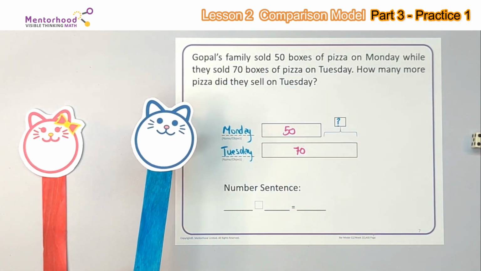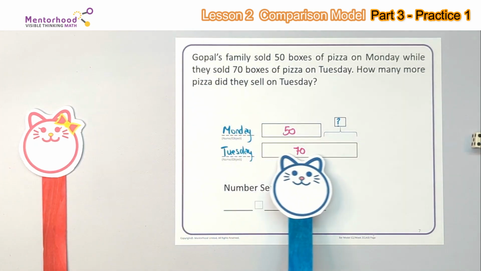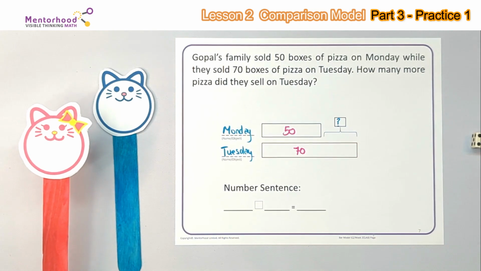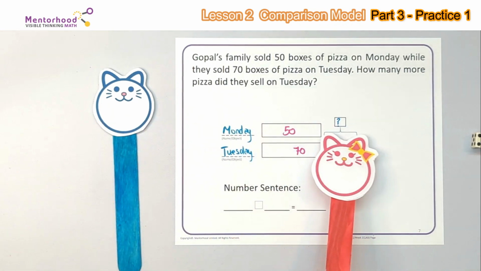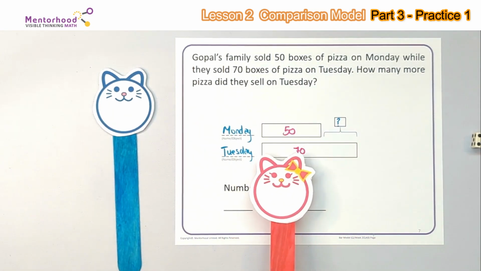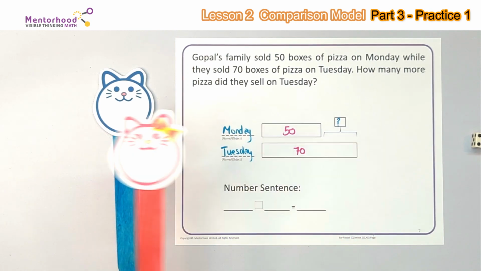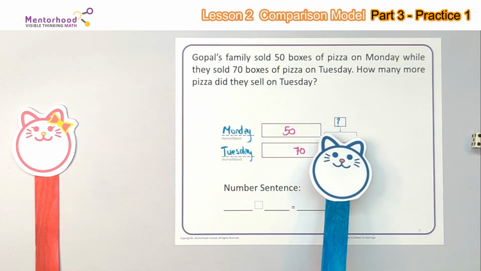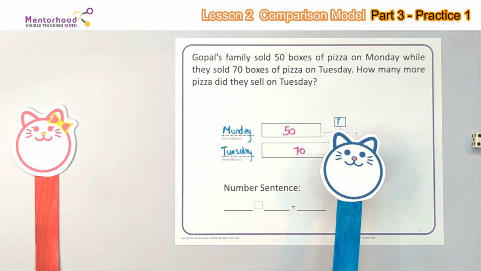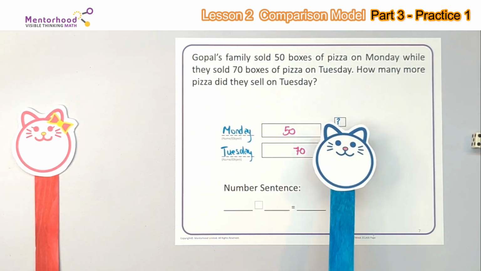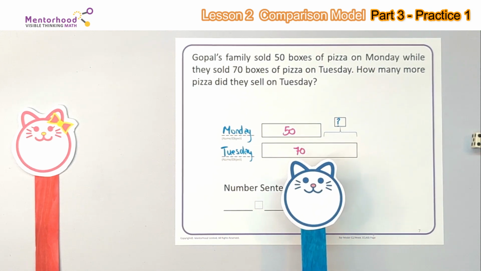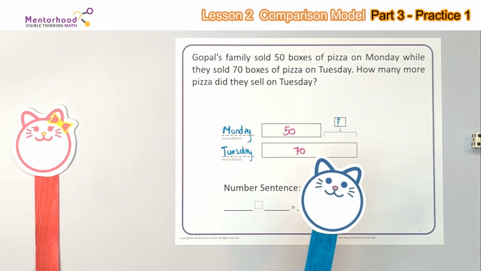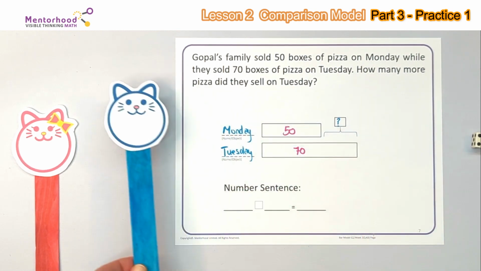Now, which is bigger, Tuesday's box or the gap? Definitely Tuesday's box, because the gap and Monday's box fit inside Tuesday's box. That's right! The gap is smaller. So how do we figure out a smaller part of a bigger number? Anybody know? We have to subtract if we want a smaller number.